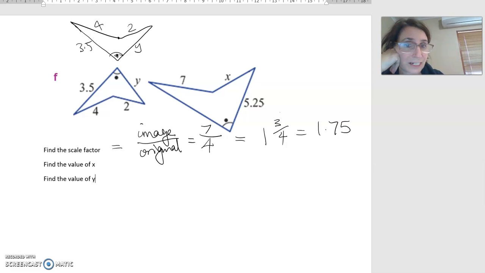Okay, I think, well, if we're using a calculator, it's probably easier to have it as a decimal. If we're not using a calculator, it's easier to keep it as a fraction. Okay, so that's our first question. Answer, find the scale factor. So this small shape has been enlarged by 1.75, so a little bit less than 2, in order to get this image.